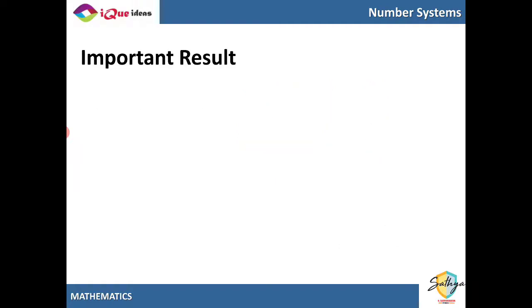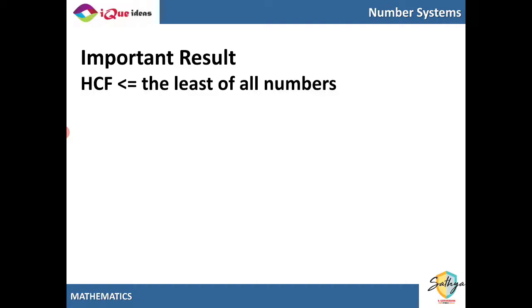So here are some important results. The HCF we find will be at most the smallest of all the numbers. If I want to find the HCF of, let us say, 12 and 14, the HCF is 2, which is less than the smallest number in the group. Similarly, for 12, 24, and 36, the HCF is 12, which is equal to the smallest number in the group.